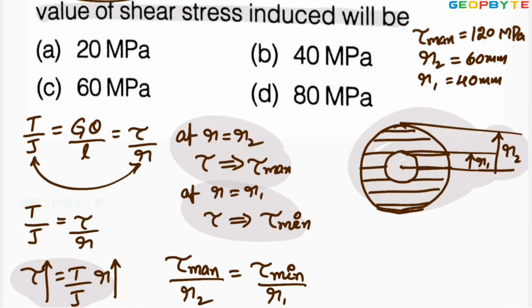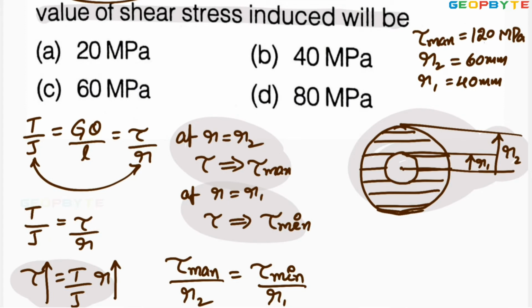Now look at the options. Option A, 20 megapascal, not correct; 40, not correct; 60, not correct. Option D is absolutely correct. I hope all of you understood. Let us go for the next problem.